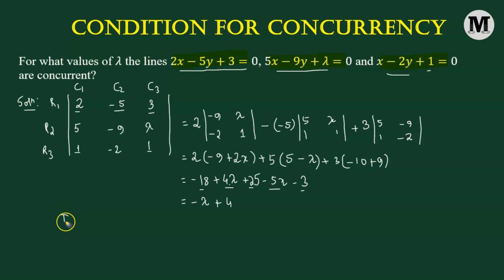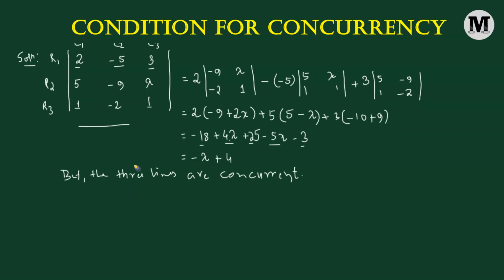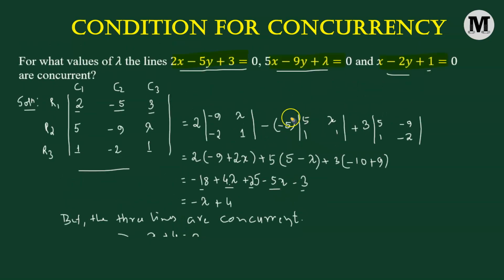But it's already given that the 3 lines are concurrent. If the 3 lines are concurrent, then the condition for concurrency demands that the determinant must be equal to 0. So the determinant value which we obtained, negative lambda plus 4, must be equal to 0. Now when we solve for lambda, lambda comes out to be positive 4. So we have successfully obtained the value of lambda, which is 4, for which these 3 lines are going to be concurrent.